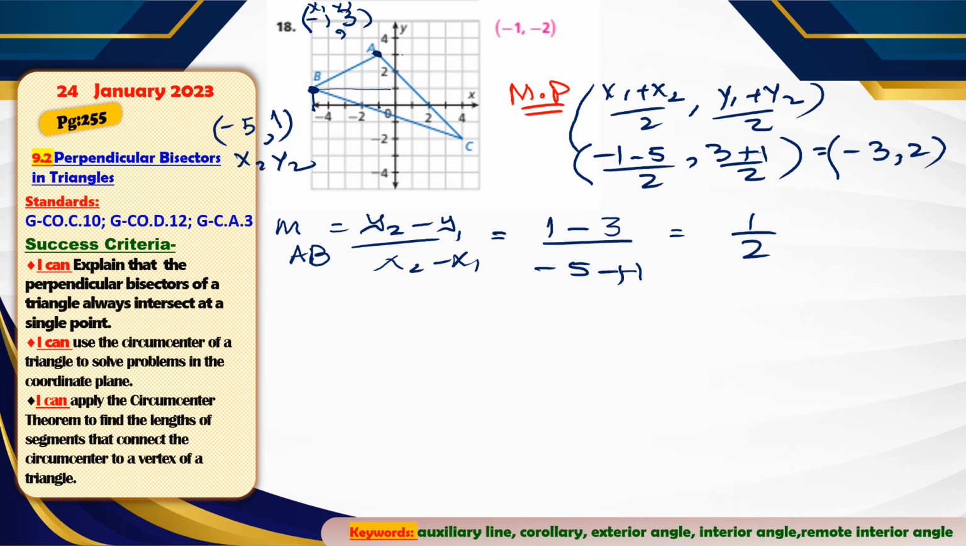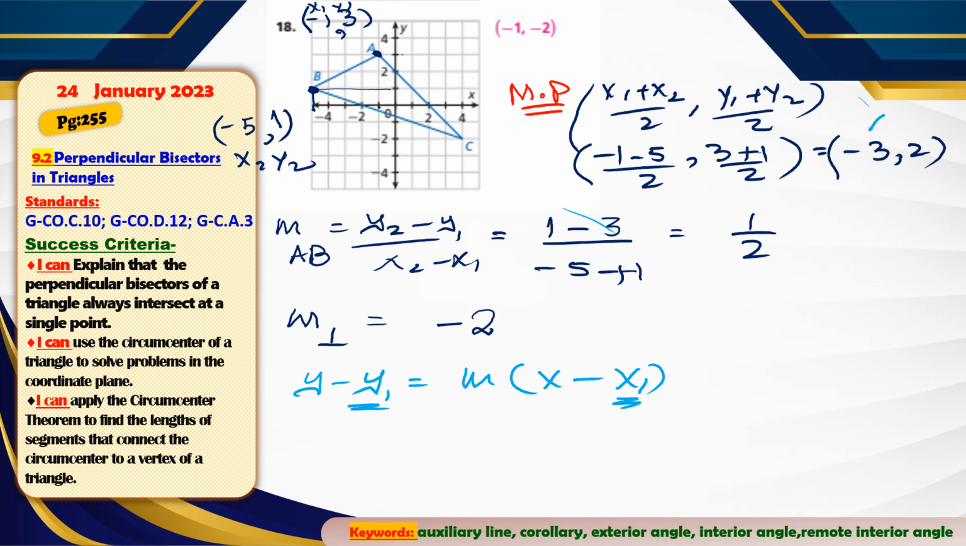Now what is the slope of the perpendicular line? It will be the reciprocal of 1 over 2. It's 2 over 1, that is 2, and opposite sign, it's negative 2. After that, we write the equation of the perpendicular bisector: y minus y1 equals m times x minus x1. But this time y1 and x1 will be your midpoints. So negative 3 is x1 and 2 is y1.